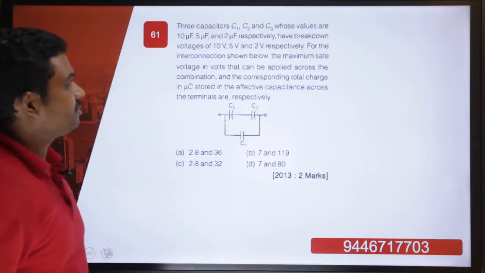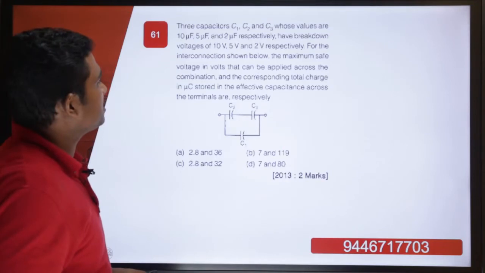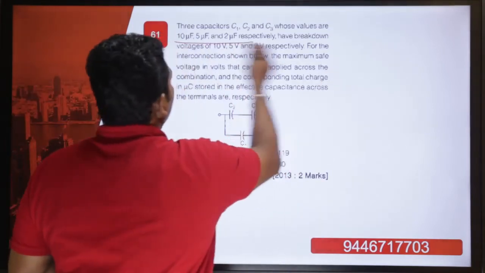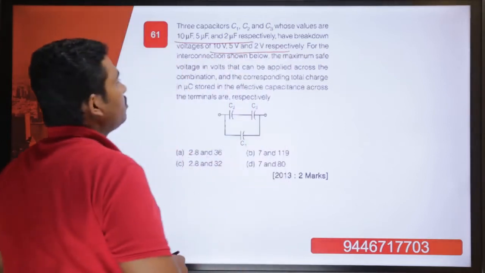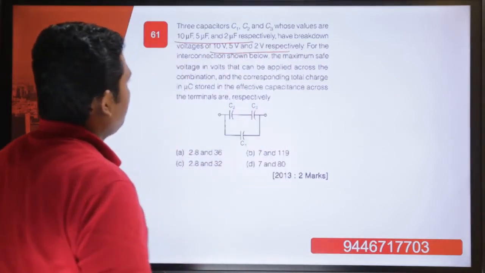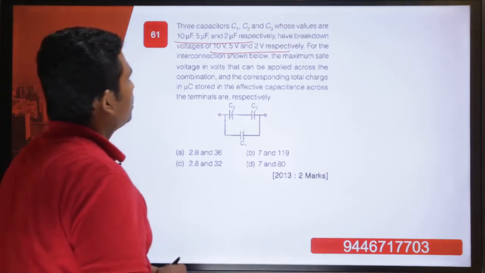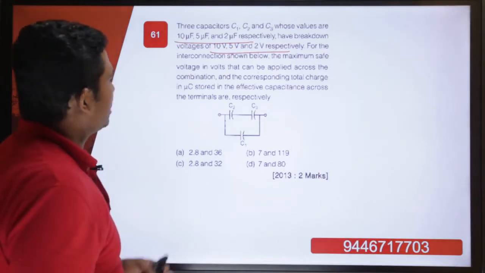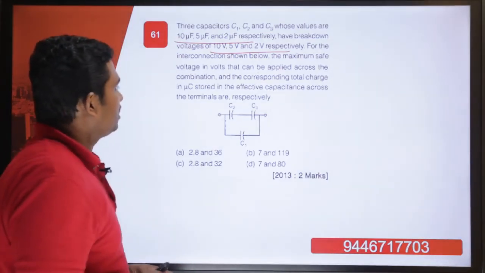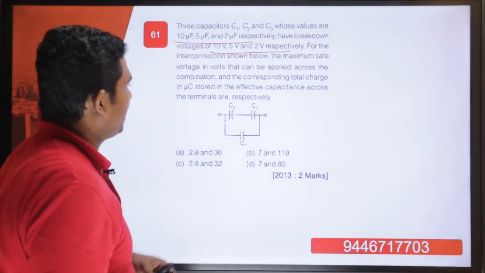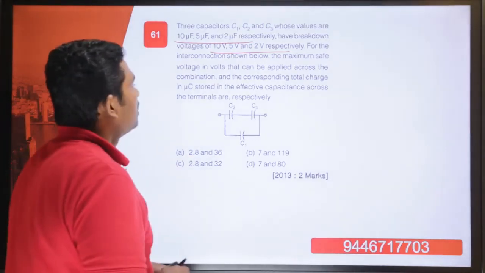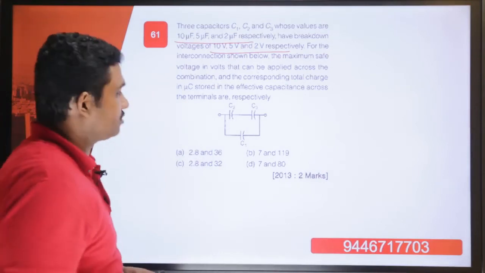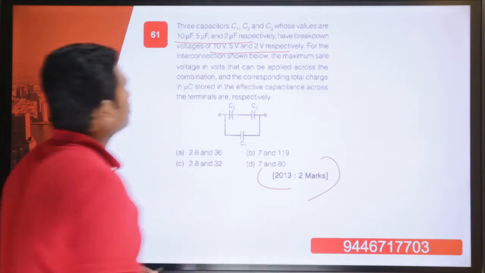Now we are moving into question number 61. Three capacitors C1, C2, C3 whose values are 10, 5 and 2 respectively have breakdown voltages 10 volt, 5 volt and 2 volt respectively. For the interconnection shown below, the maximum safe voltage in volts that can be applied across the combination and the corresponding total charge in microcoulomb stored in the effective capacitance across the terminals are respectively, what is the question. This is a 2013 2-mark question.